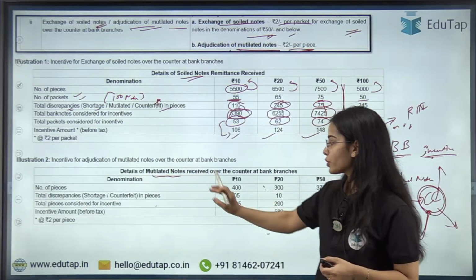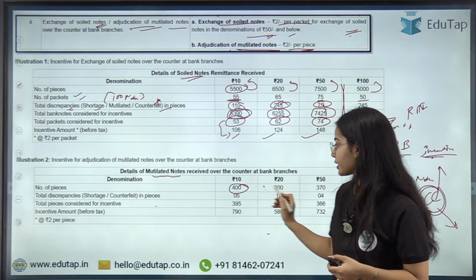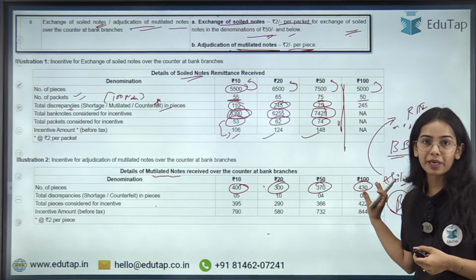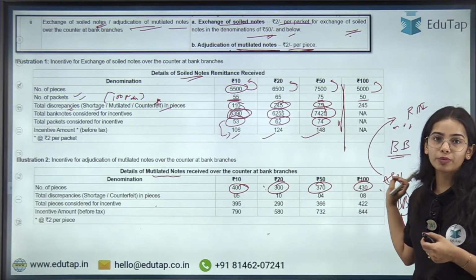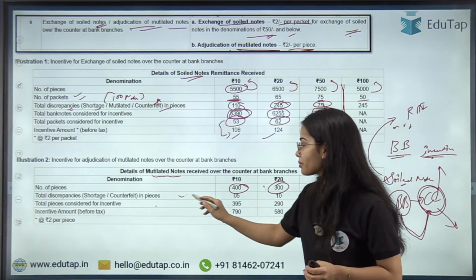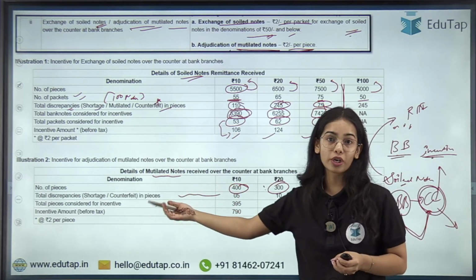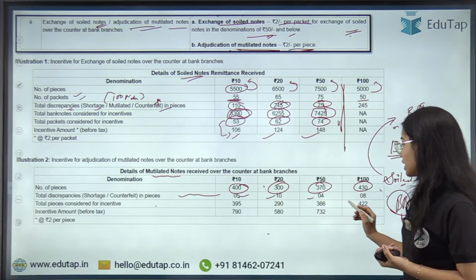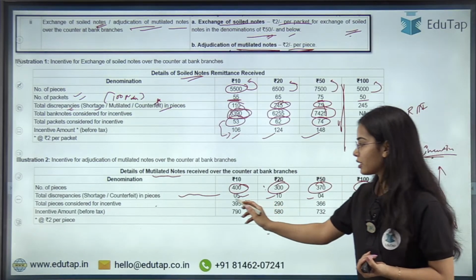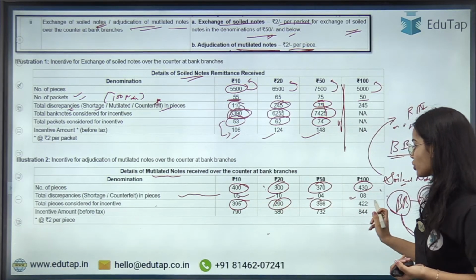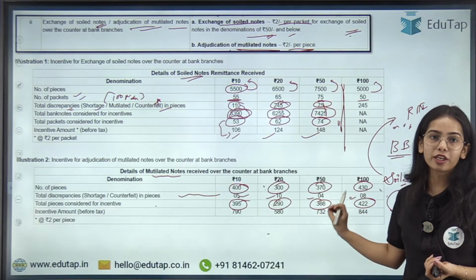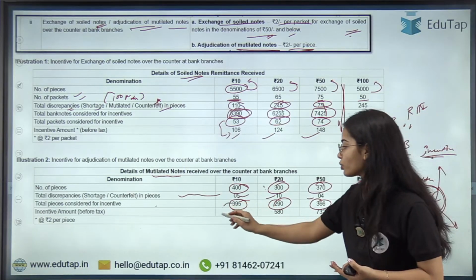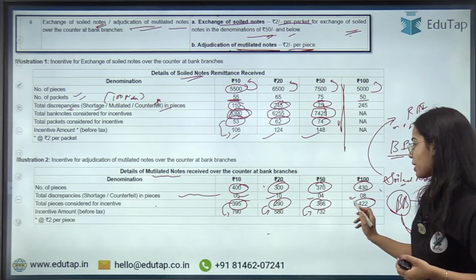Now coming to the mutilated notes. Let's say these are the mutilated notes that were notified by the bank branches, that they have received this many mutilated notes. Out of this, let's say there is some discrepancy, some shortage or counterfeit notes. Once the discrepancy is deducted, these are the actual number of mutilated notes that the issue office of the RBI has received, and according to the notes, the incentive is given to the bank branches.